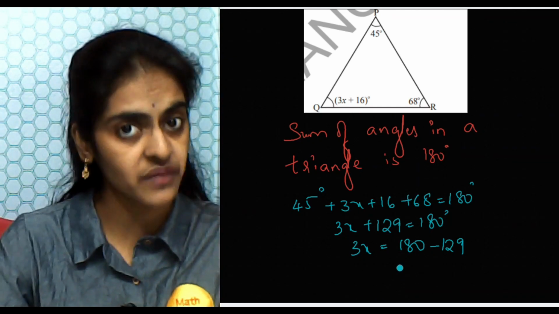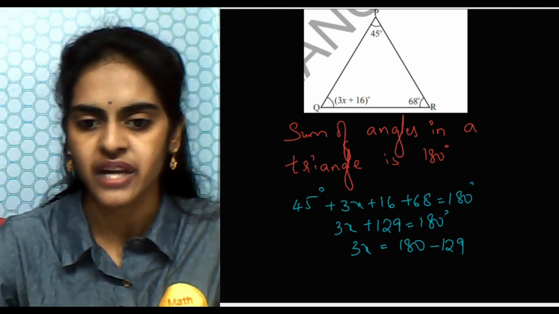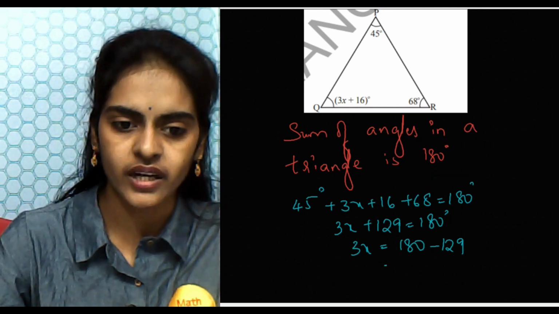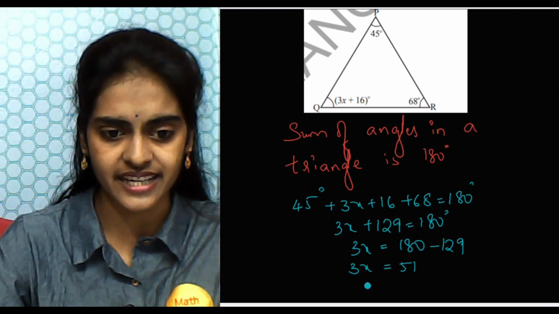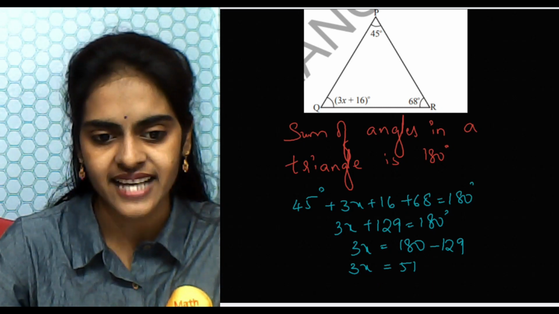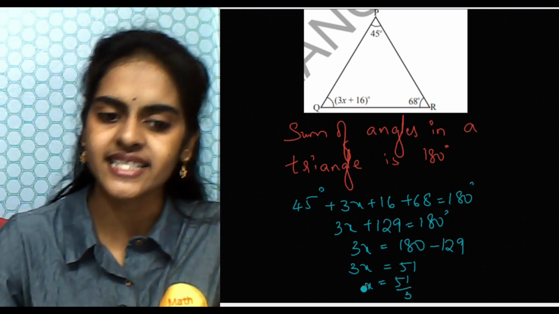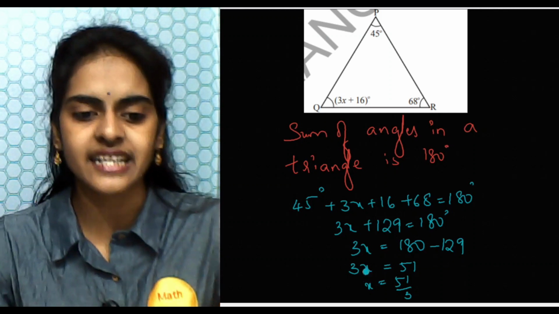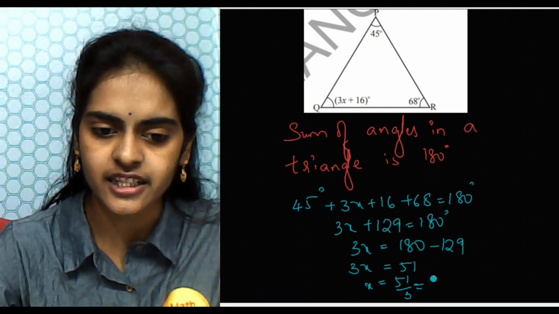In exercise 2.1, we have learned that when a plus quantity goes to the other side, it becomes a minus quantity, isn't it? So now what is 180 minus 129? Here you can see you have 51. But I want the value of x, not 3x. So how will I get the value of x? x is nothing but 51 divided by 3. Why? Here you can see 3 and x are in multiplication. Sending this 3 to the other side, it will go to division.